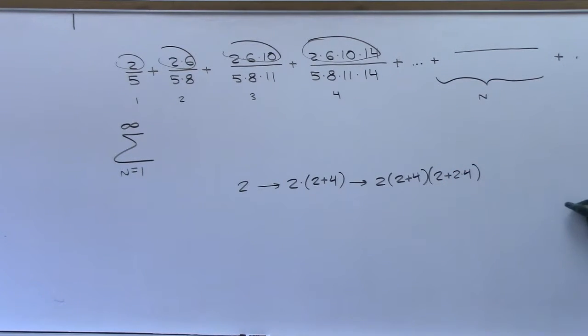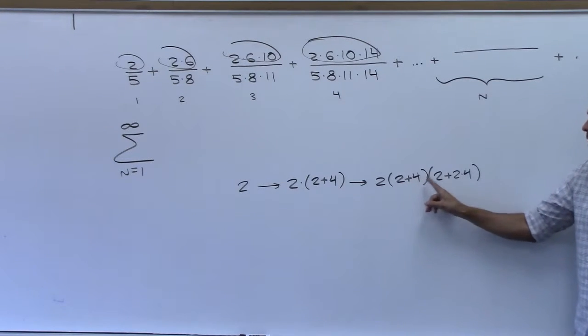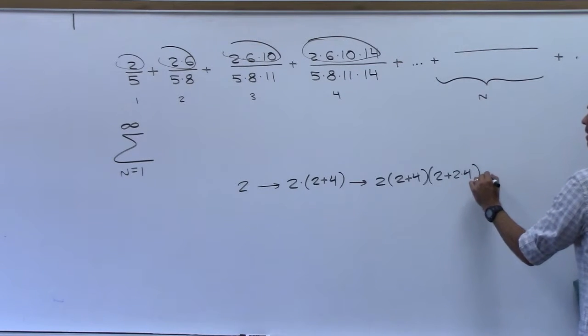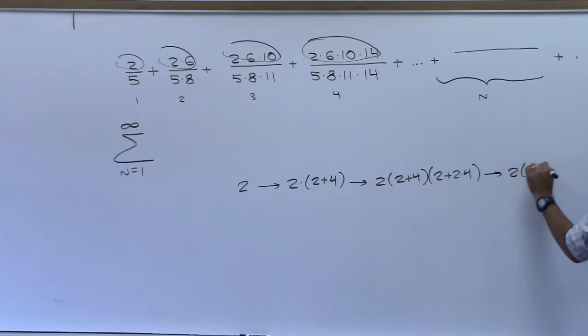I know that looks weird. But see, I've taken 2, I've added 4. I've taken 2, I've added 2 4s. The next one will be what? 2 plus 4, 2 plus 2 4s, 2 plus 3 4s. Are y'all following me or not? Yeah.